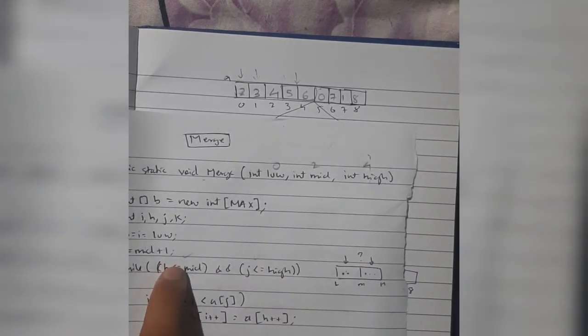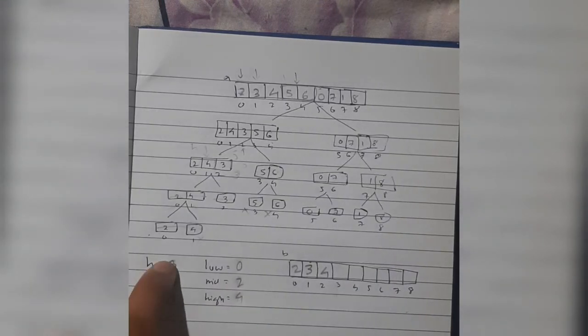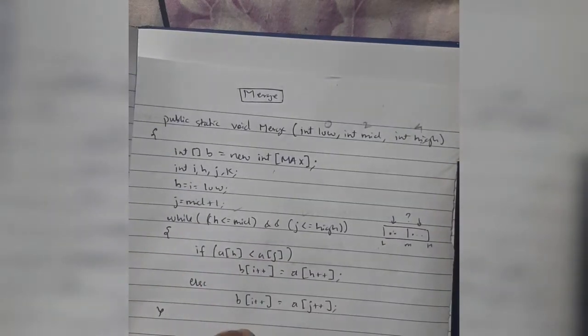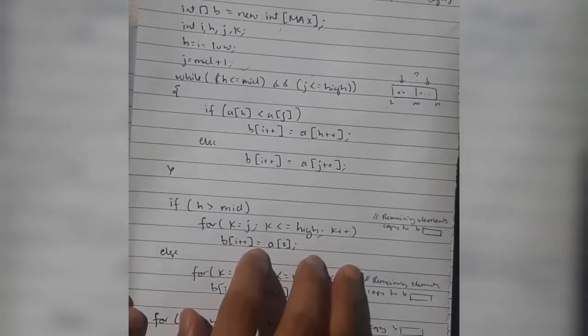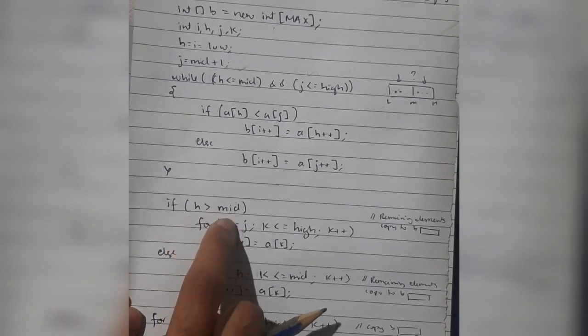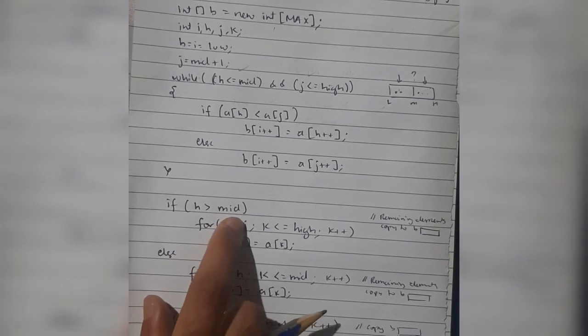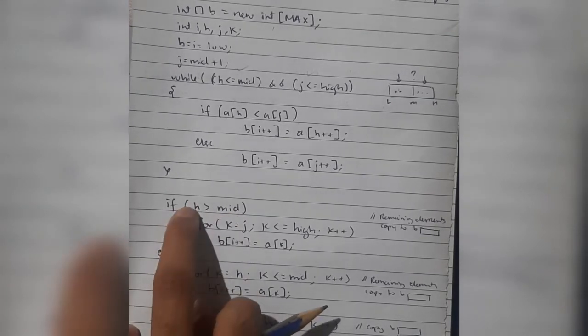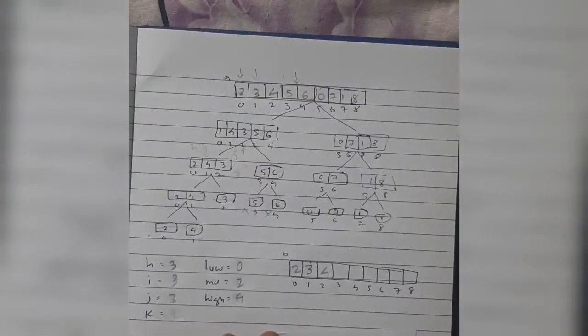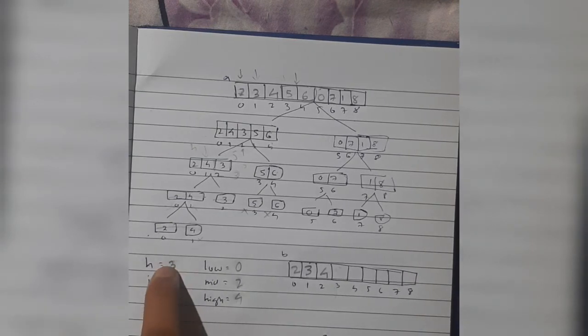Then compare in the while, h is less than or equal to mid. No, it's not true. So what we'll be doing, we'll not be executing this line of code. We'll go to the next line of code here. We'll be comparing if h has crossed the limit, if h has crossed the mid, or j has crossed the ending point of the array. What is the value of h here? H is 3. H has crossed mid in our case.